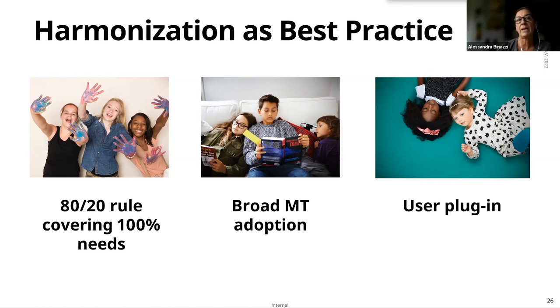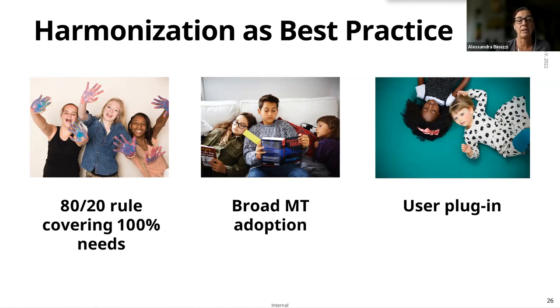But what about the remaining 20%? We didn't just want to ignore that, right? And abandon that. What we've done for the remaining 20% of the use cases is define some customization paths for them, because ultimately we really want to cover 100% of our user needs.